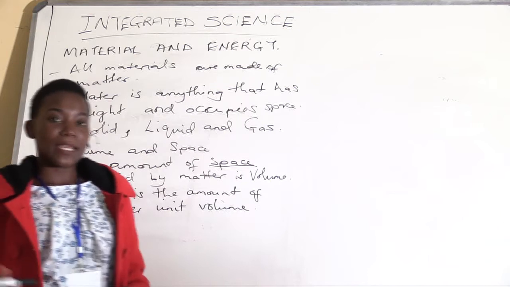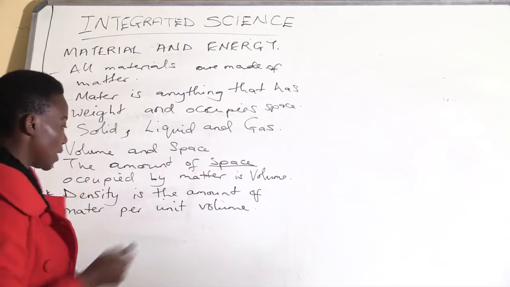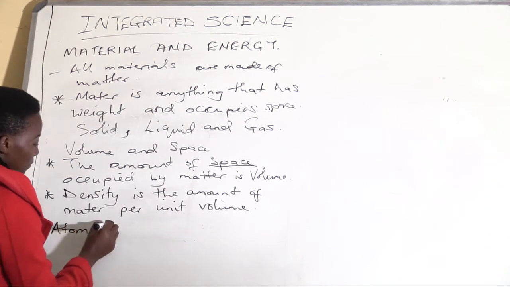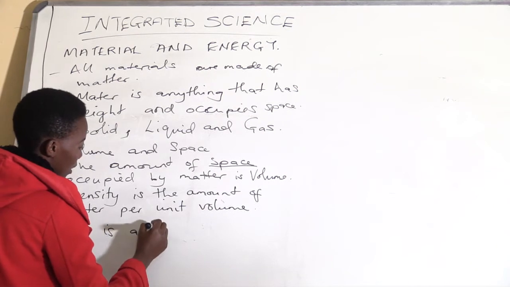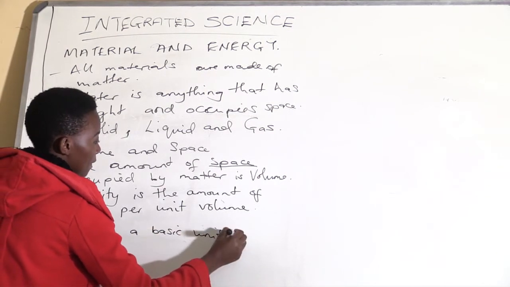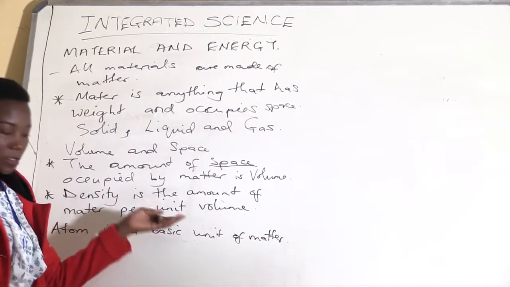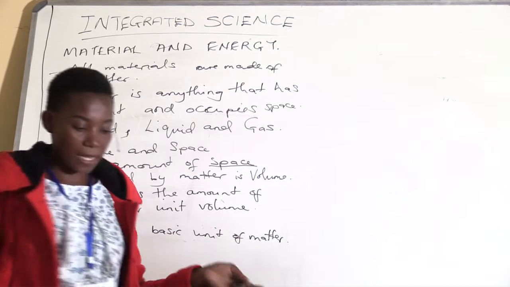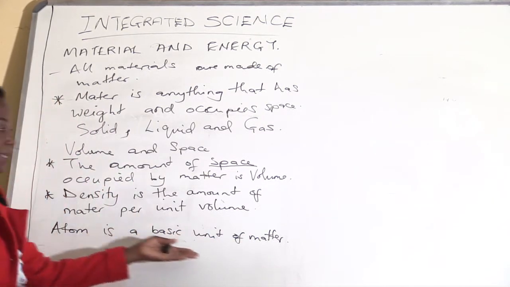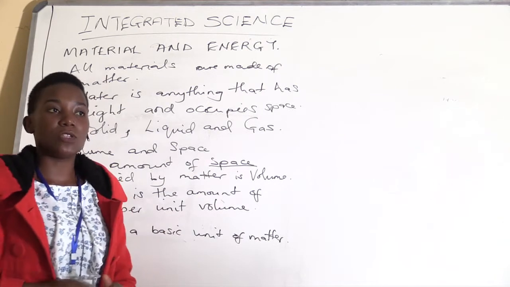Now, matter is made up of particles called atoms. I'm bringing in another term, atoms. What is an atom? An atom is a basic unit of matter. Okay? So this also goes to say that matter is made up of atoms, because an atom is a building block of matter, or it is a basic unit. When I say basic unit, it means a building block.